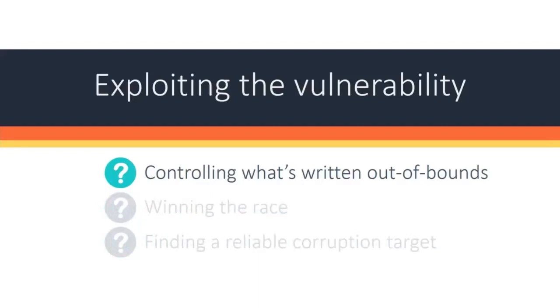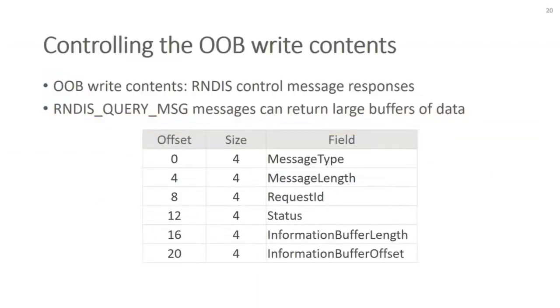So first thing, can we actually control what's being written out of bounds? The short answer is yes. Basically, if you take a look at the RNDIS protocol, you're going to have a few message types. The message type that is specifically interesting here is the RNDIS query message. The way that the RNDIS query message works is you give the host OS an OID, like an ID for some kind of piece of data that you want. It could be something like your MAC address, right? And then it's going to return it in this information buffer that is embedded inside a packet that is going to be sent back to the guest OS.